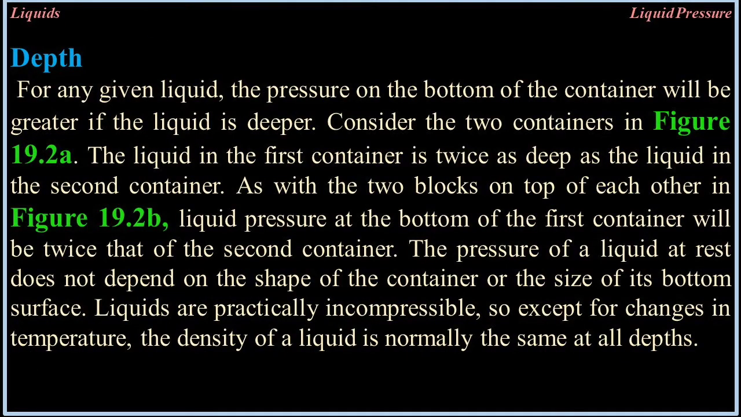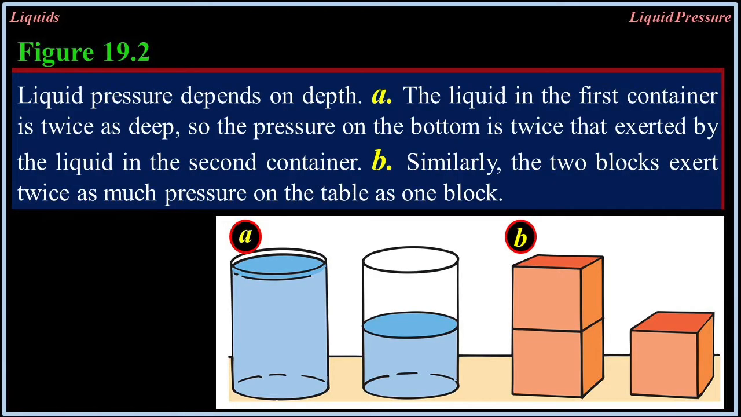Depth. For any given liquid, the pressure on the bottom of the container will be greater if the liquid is deeper. Consider the two containers in figure 19.2a. The liquid in the first container is twice as deep as the liquid in the second container. As with the two blocks on top of each other in figure 19.2b, liquid pressure at the bottom of the first container will be twice that of the second container.